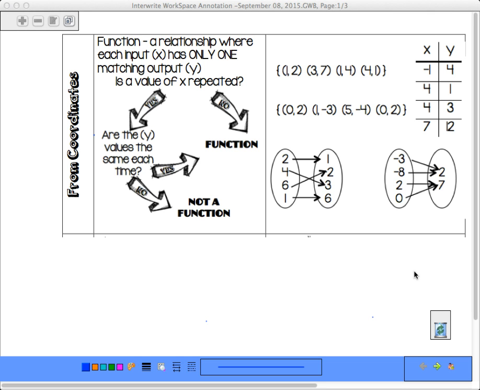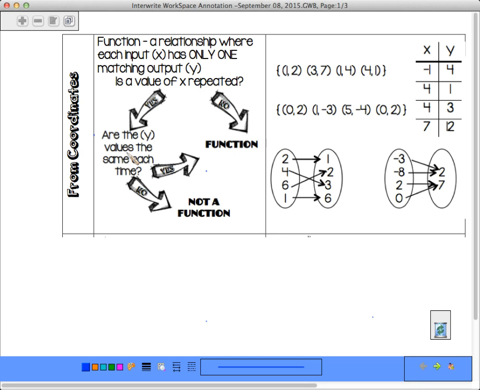2.1 is going to be about functions. Functions are a relationship where each input x has only one matching output y. So we have this little flow chart here to help us get started. It says, is a value of x repeated? If it's not repeated, you know it's a function.